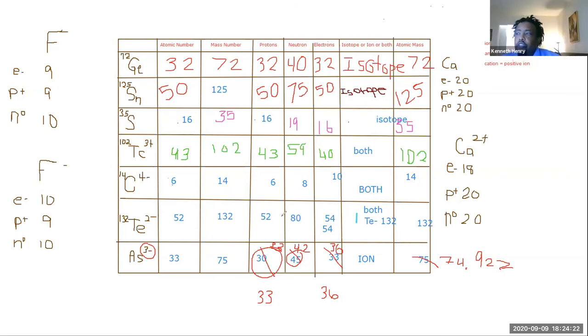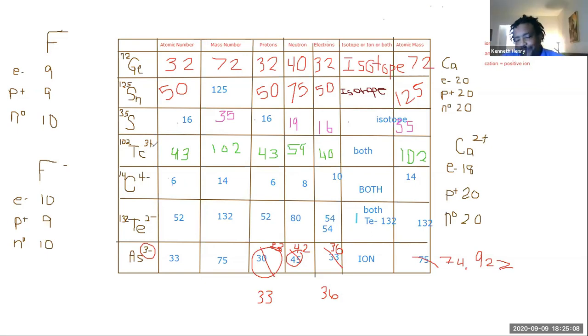No, because it's asking you isotope or ion or both. If it's an isotope, that means it has a different mass than it normally has. So this is an isotope, which means its mass is going to be different. And this means it has a charge, right? So it's both because it's an isotope and an ion. Not just one or the other. This one here is just an ion. This one here is just an isotope. These ones here are both, because they have a change. So if the mass number doesn't change from the original element, then it's just an ion.